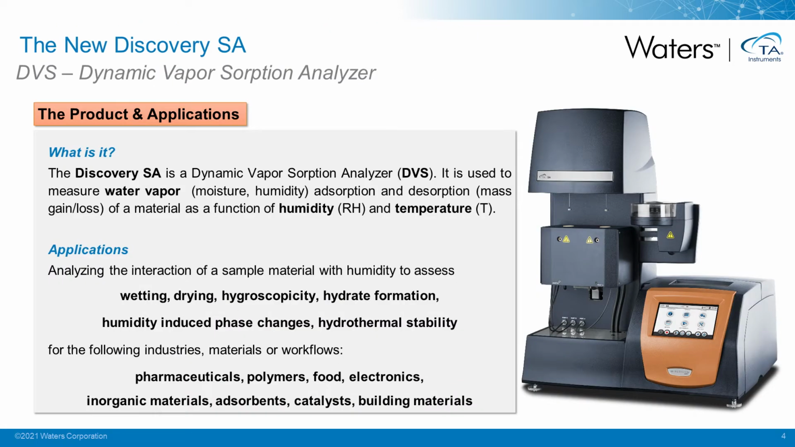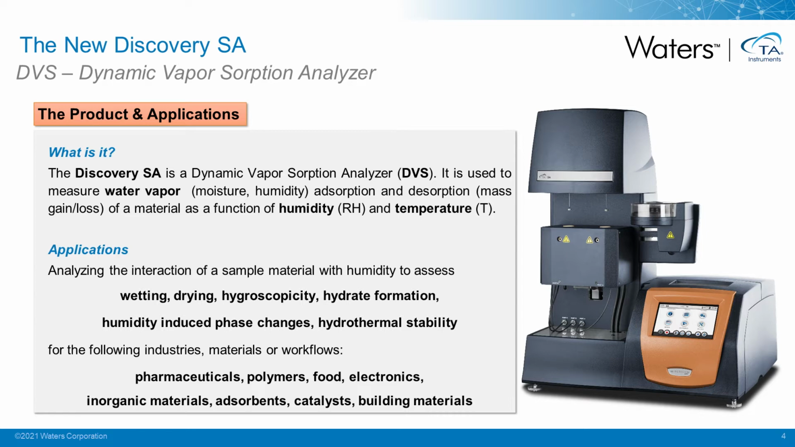So with that, a big part of this webinar is to talk about and introduce two new thermal analysis instruments that TA is proud to offer to its customers, which offer relative humidity as a control parameter. The very first instrument here is the Discovery SA. This is a dynamic vapor sorption analyzer. It's actually the replacement for our very successful Q5000 SA.